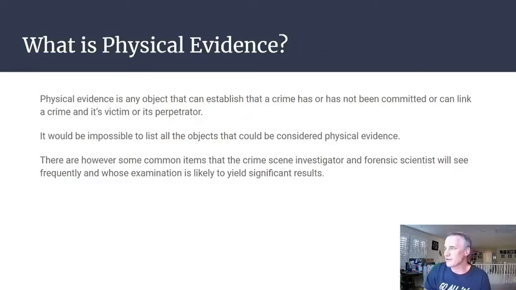All right, let's move into physical evidence now. Physical evidence is any object that can establish that a crime has or has not been committed, or can link a crime and its victim or a perpetrator. It would be impossible to list all the objects that could be considered physical evidence, because it could literally be just about anything, right? There are, however, some common items that crime scene investigators and forensic scientists will see frequently, and whose examination is likely to yield significant results.